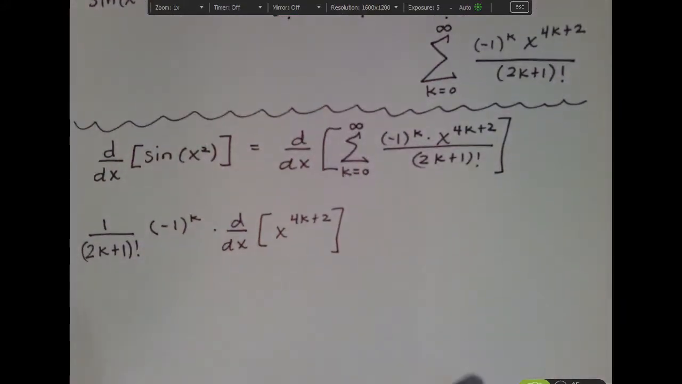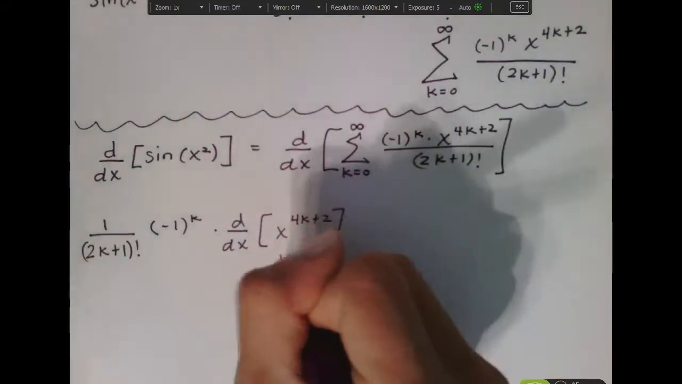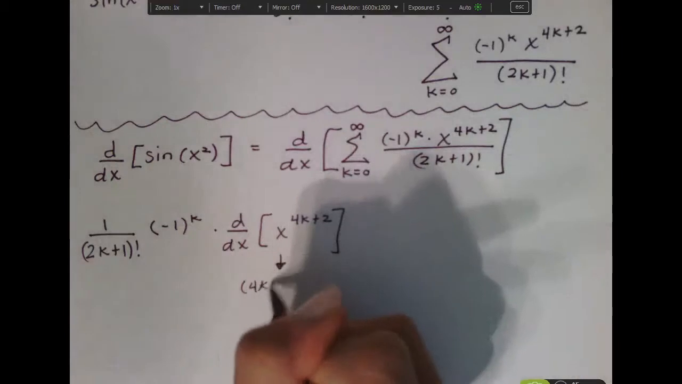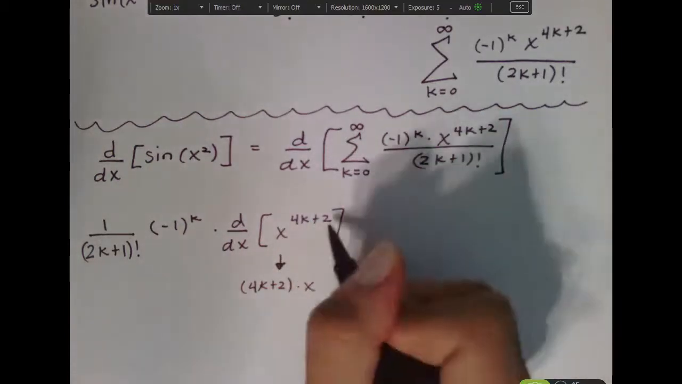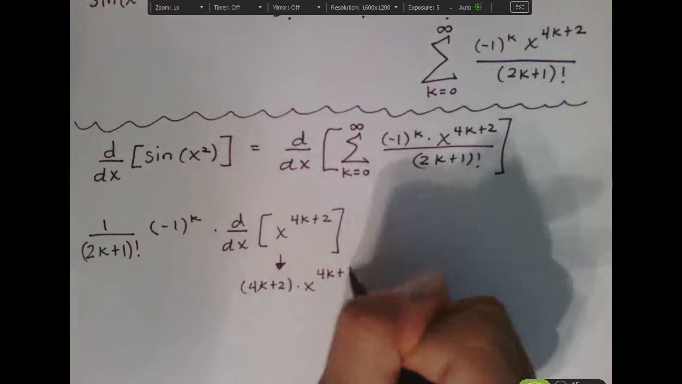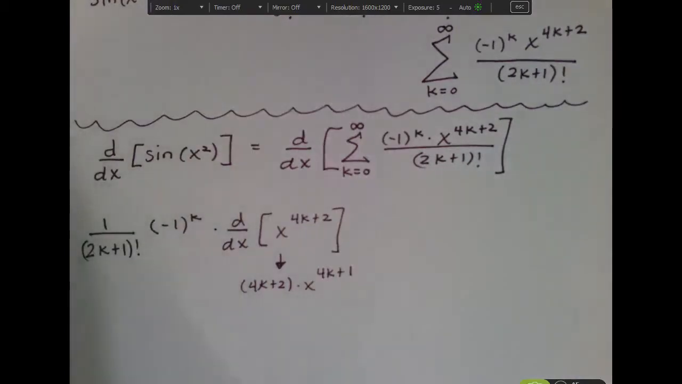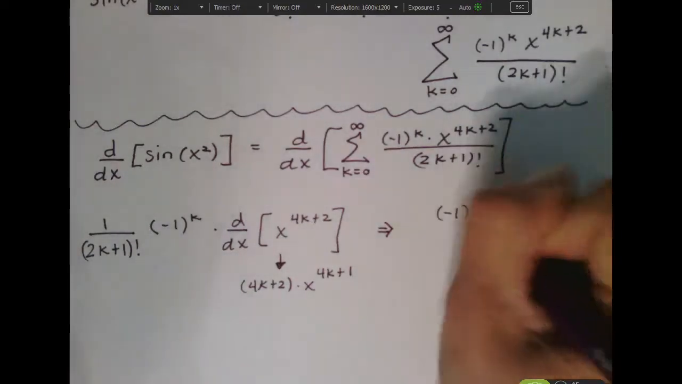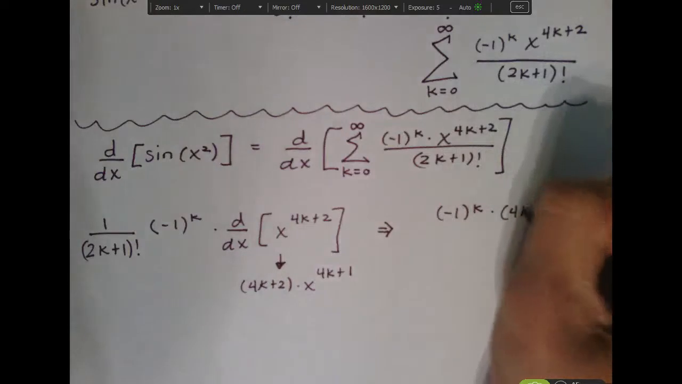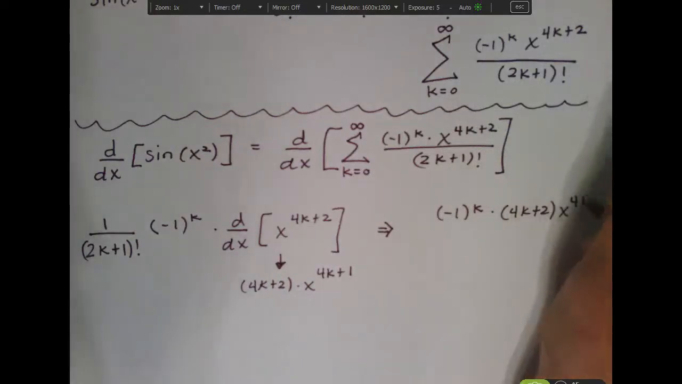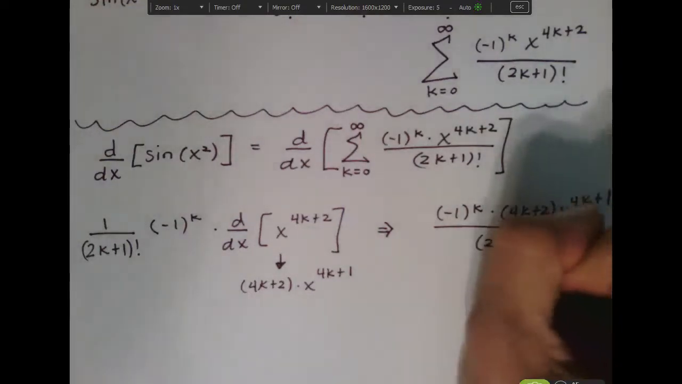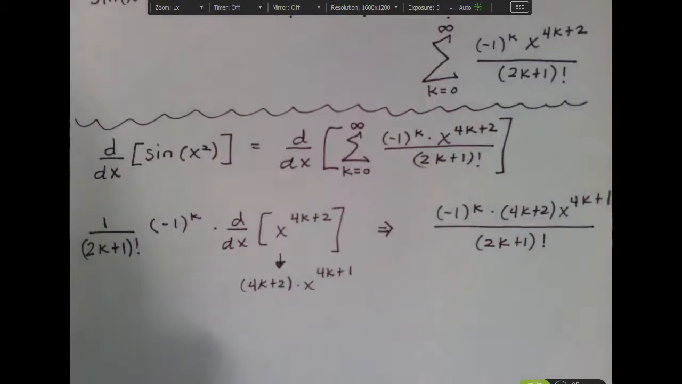So what I'm finding the derivative of here is x to the 4k plus 2. And again, we can just use a very simple power rule to find that derivative. So I'll have 4k plus 2 times x, and then I'll subtract the power by 1, which will give me 4k plus 1. So let's put this all together, and let's try to simplify what we have. So we'll have negative 1 to the k times 4k plus 2 times x to the 4k plus 1, all divided by 2k plus 1 factorial.